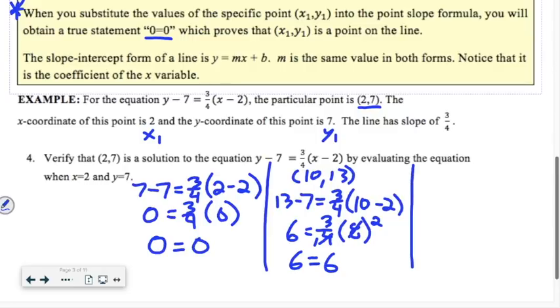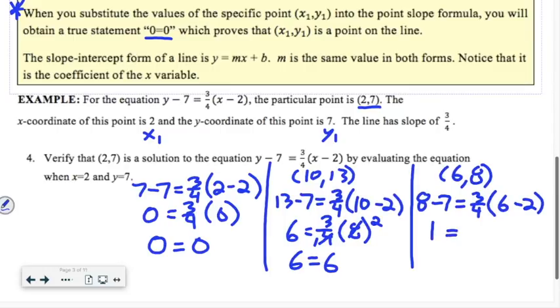Try one more, which is going to be 6, 8. So I plug in 8 minus 7 is equal to 3/4 times 6 minus 2. 8 minus 7 is 1. 6 minus 2 is going to give me 4. 4 times 3/4, the 4's are going to cancel each other out, so I'm left with 1 equals 3. That is not true. So therefore 6, 8 is not a point on this line.